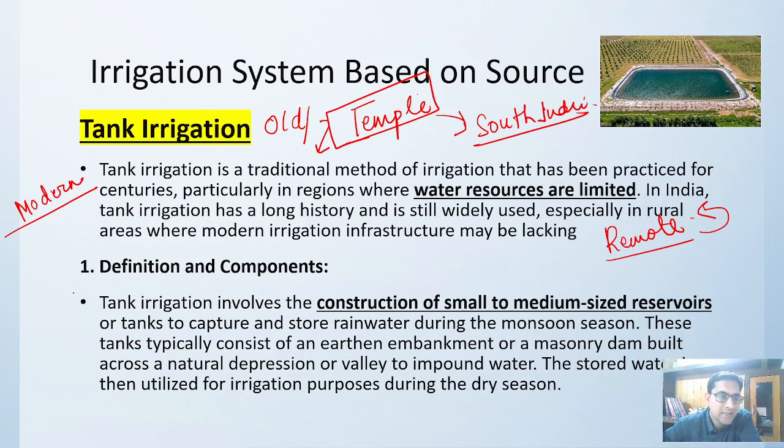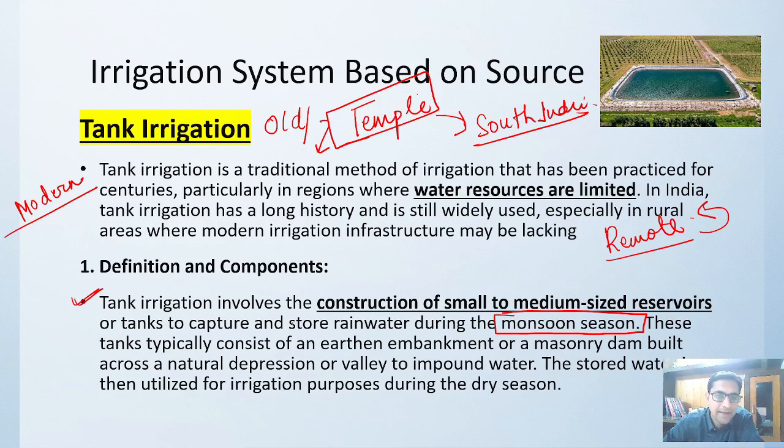So what is exactly the meaning of a tank? A tank is just like a small and medium sized reservoir. It is not a very big thing. It is a small and medium sized reservoir that captures rainwater or storm water whenever there is a monsoon season or any rainfall. So it collects that water in the tank.